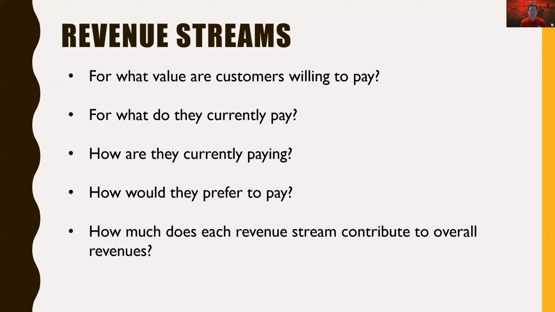So think through in your revenue stream bucket, all of these different things. How are customers paying? How much would they like to pay? How would they prefer to pay? In other words, they have to send in money or a check, but they would prefer to pay with a credit card. They would prefer to pay online, etc.